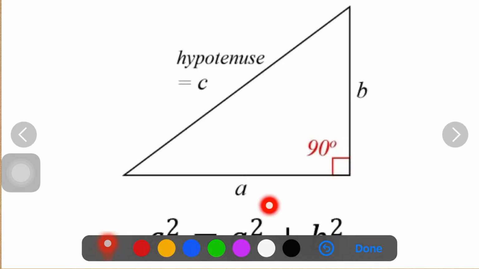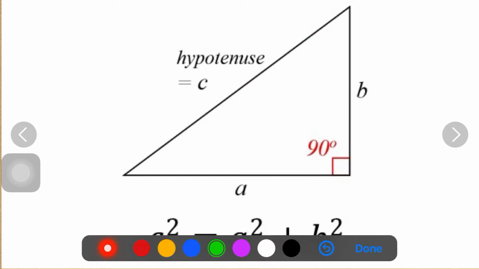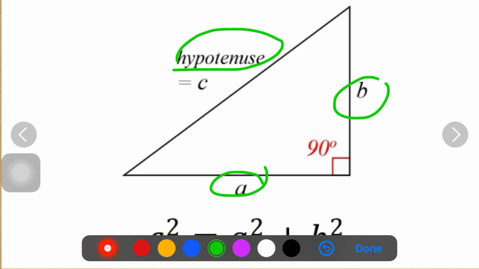Students, Pythagoras theorem is applicable only to the right angle triangle. Here you can see this is a right angle triangle, meaning 90 degrees. It has three sides. The first two sides will be equal or a little bit different to each other, and the third side will be the longest side. As you can see, this is A, B, and this is C. The C one is the longest side.